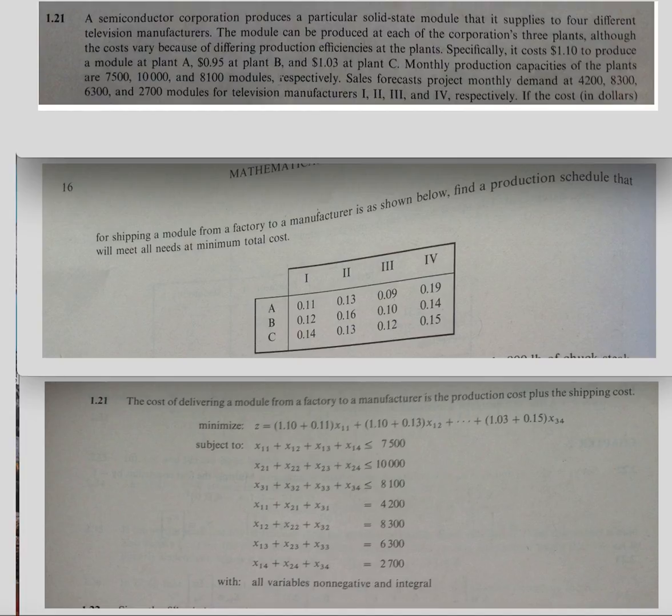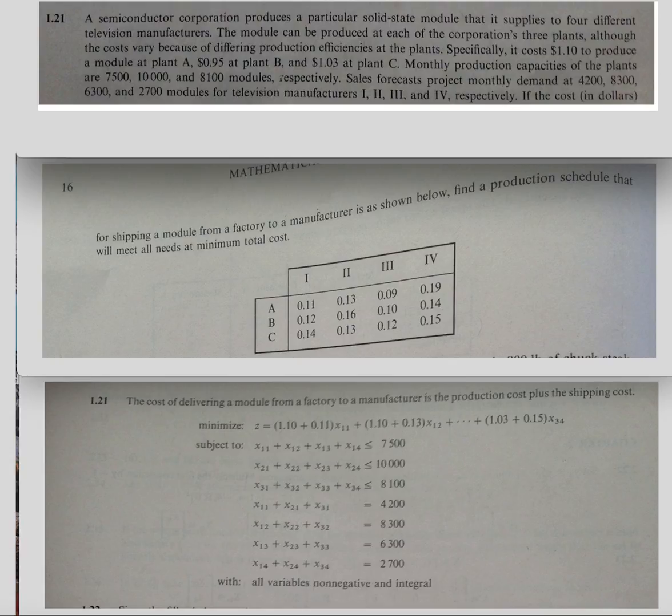All right, in this problem from your book, the information given is basically just, in the table here, the costs for shipping a unit from either plant A, B, or C to a manufacturing site 1, 2, 3, or 4.